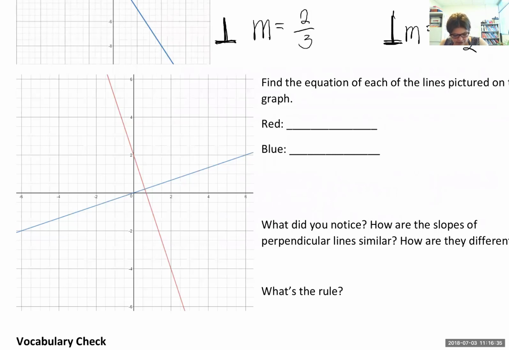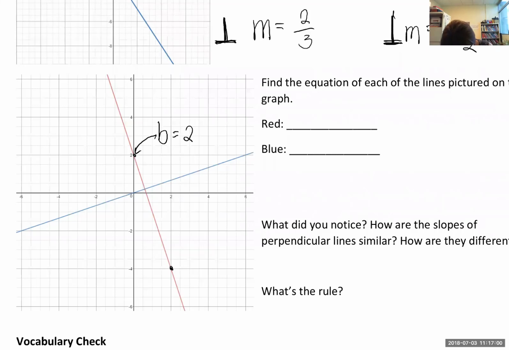So again, I have 2 perpendicular lines. Again, I've been asked to find the equation of each of the lines pictured on the graph. So let's go ahead and look at the red line. Red line crosses my y-axis at 2, so it has a b of 2. And then it seems like we are going, so I will not make the mistake I made last time, and I will definitely go from a corner to a corner. There we go, that's a corner to a corner.